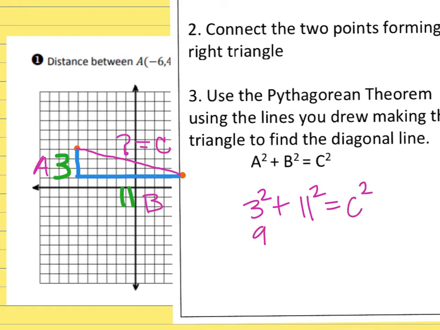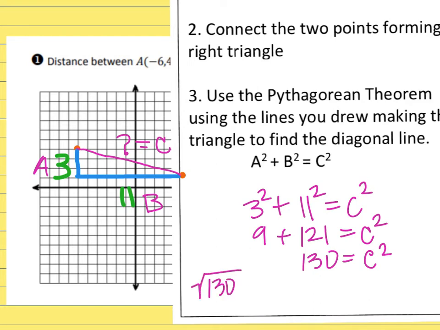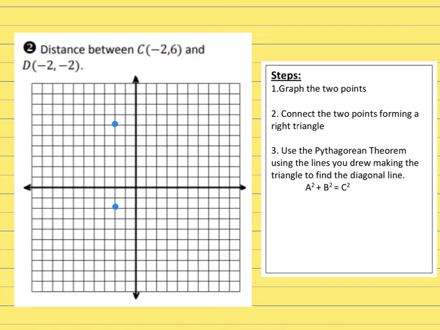So 3 times 3 is 9. 11 times 11 is 121, and then C squared. So 9 plus 121 is 130, and then I have C squared. So when you take the square root of 130, it's approximately 11.401. So if you round to the tenths or the hundredths, 11.4 or 11.40.